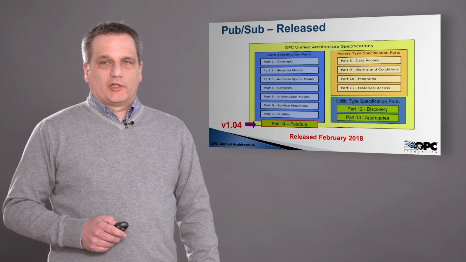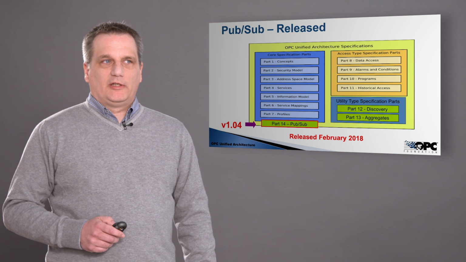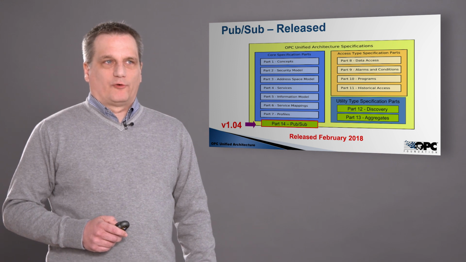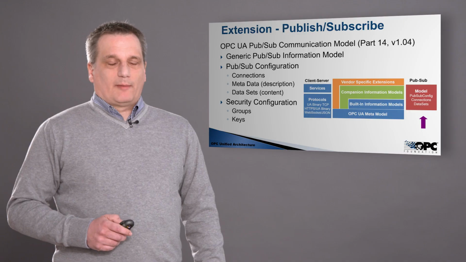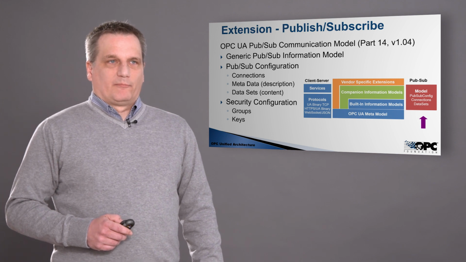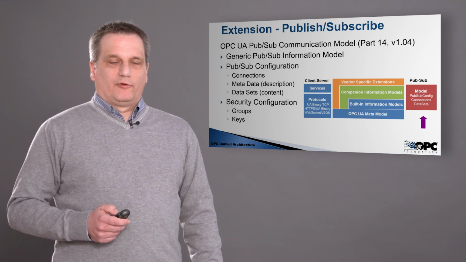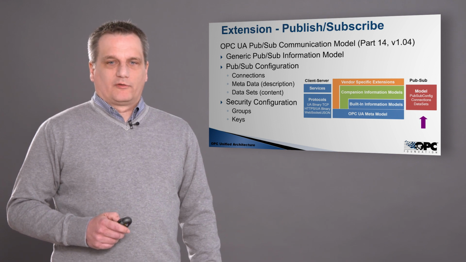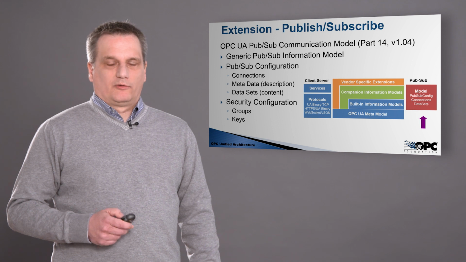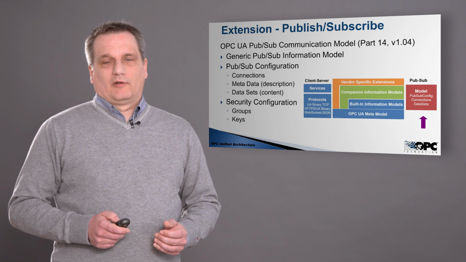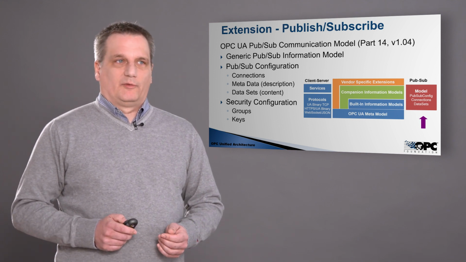The PubSub specification was released in February 2018, coming out with version 1.04, and it's Part 14, the PubSub communication. It's an extension to the existing architecture of specifications. The publish-subscribe extension at one time adds information model. It adds a configuration model for describing the messages that are sent out through this communication channel. There's configuration for the connection, for the metadata, so the description of the data, and for the dataset itself, so for the content of the message.